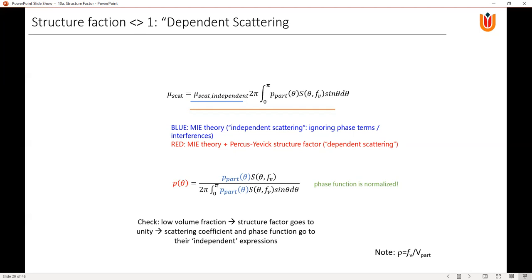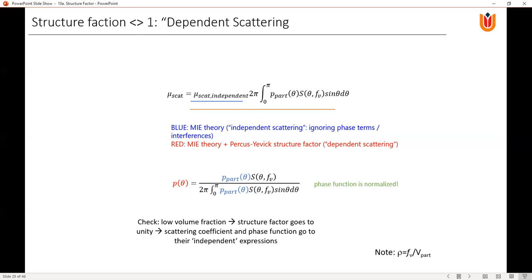So I calculated first the scattering cross section of such a particle using Mie and then multiplied it with density, just linear scaling, and that is what you will see in blue. Well, let's call it independent scattering, so ignoring all these interferences. So that would be the blue part of that expression.